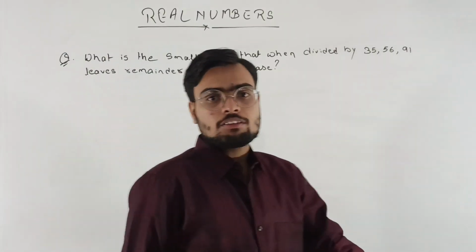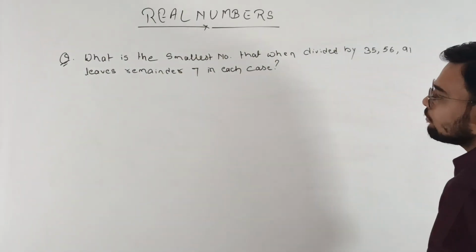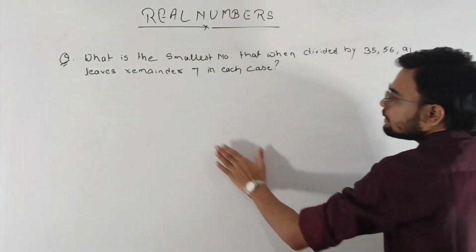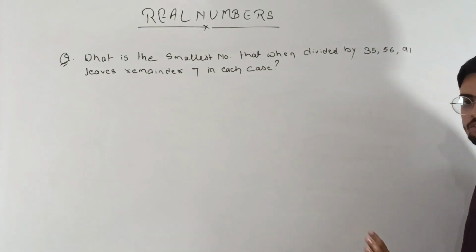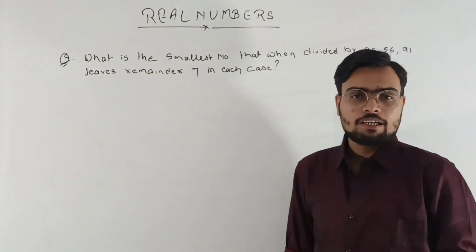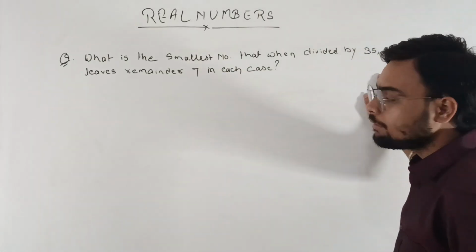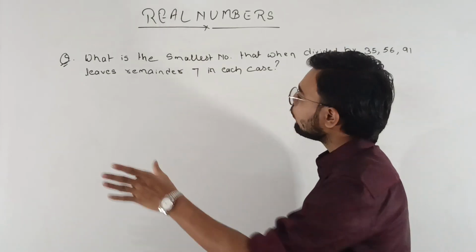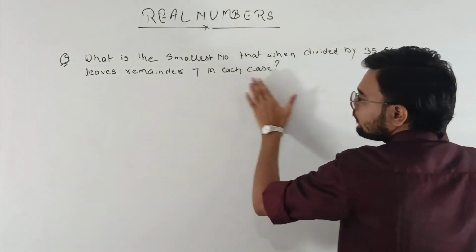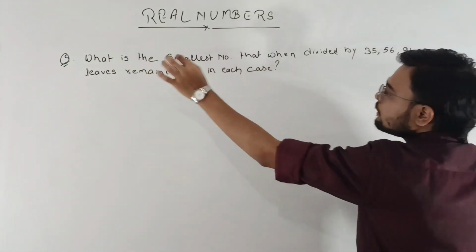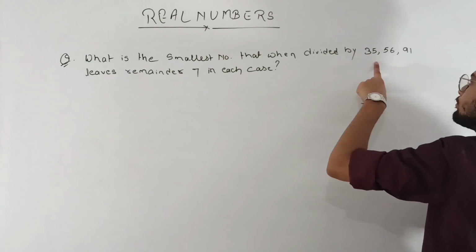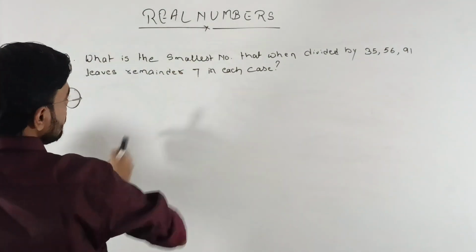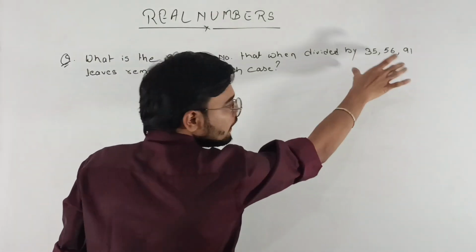Okay. Now look at our second question. The question is: what is the smallest number that when divided by 35, 56 and 91 leaves remainder 7 in each case? For this, first forget the line about remainder 7, and focus only on this: what is the smallest number that when divided by 35, 56 and 91 leaves remainder 0, not remainder 7? What is the smallest number which is completely divisible by these?